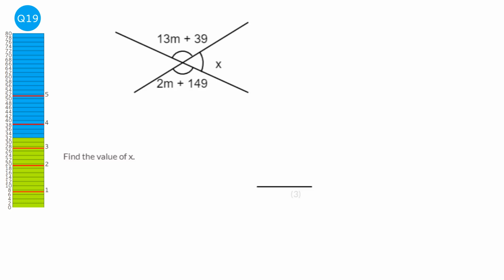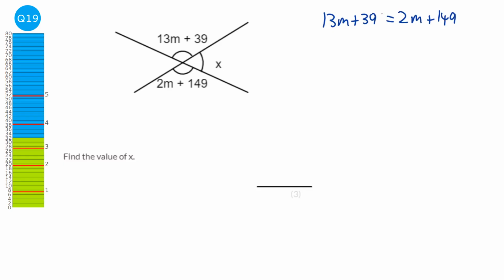So we have a set of vertically opposite angles here and here. And we're going to start with those because we have to find out what m is before we can work out what x is. And vertically opposite angles are always equal. So we've got 13m plus 39 is going to equal 2m plus 149.